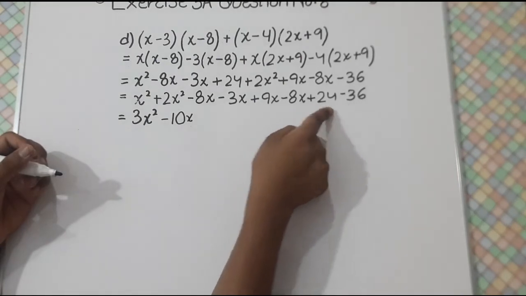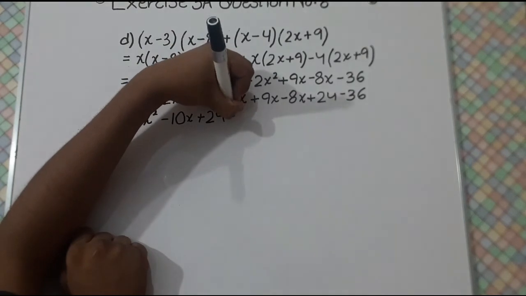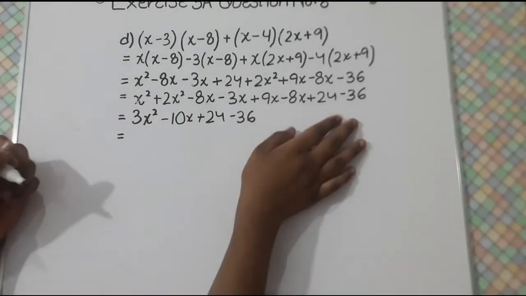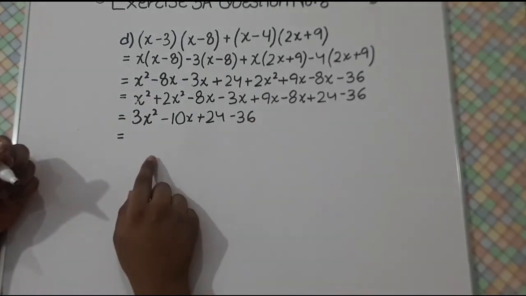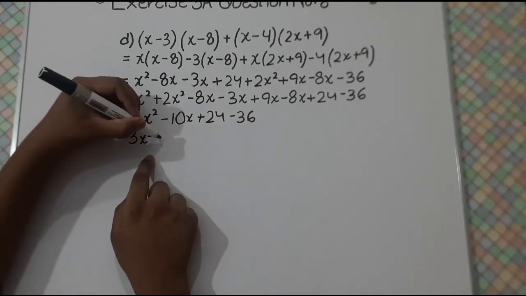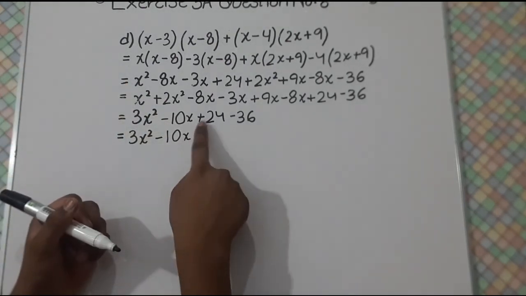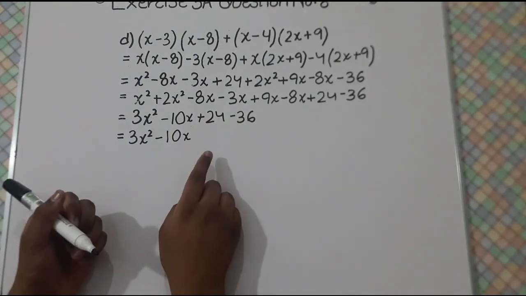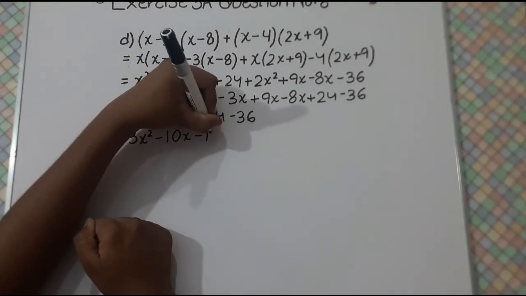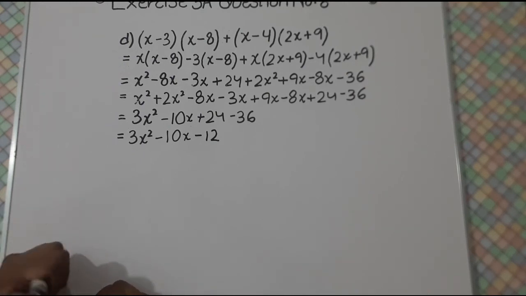And we are now left with plus 24 minus 36. We can solve it in just one step, but I have done an extra step. We can solve it in the same step also. So 3x square minus 10x, 24 plus minus minus, so 24 minus 36. So the answer would be in negative, it's minus 12. So the final answer would be 3x square minus 10x minus 12.